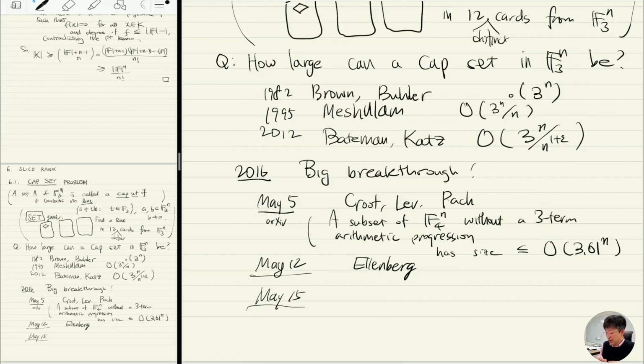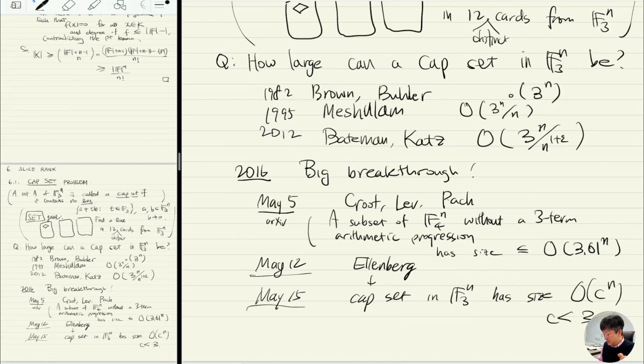that, so he posted a blog article saying that a capset in F3 to the n has size at most c to the n for some c less than 3. So this is a big improvement, right? People tried, but so far all the normal methods were only improving this a little bit, right? So still this exponential part was the same, 3 to the n.